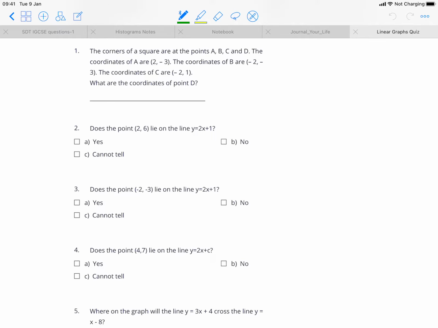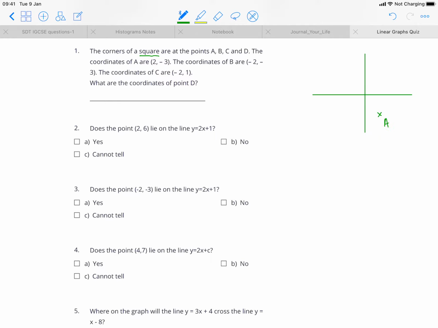So, first question, it says the coordinates of a square are A, B, C, and D. Make sure you remember that it is a square, so obviously 4 equal sides. It says the first coordinate is 2, -3, so if we just do a little sketch of the graph, sorry, that should have been straight lines. We can see 2, -3 is going to be somewhere down here. That's going to be A.